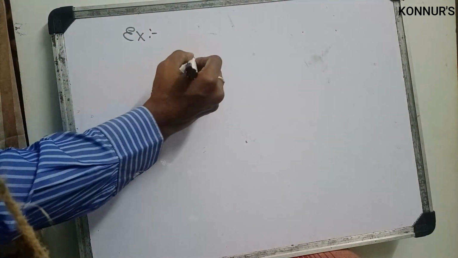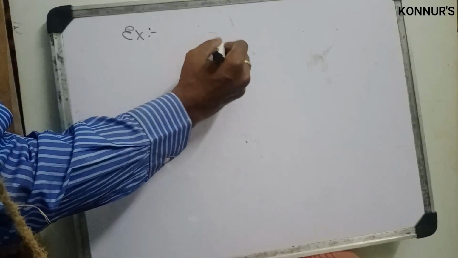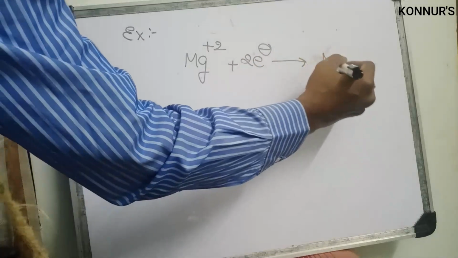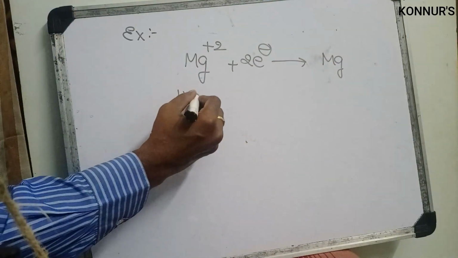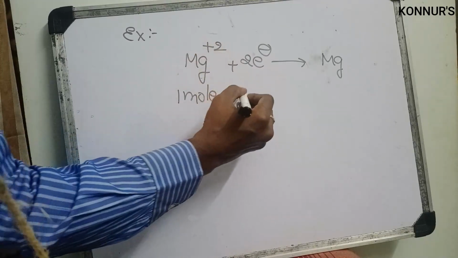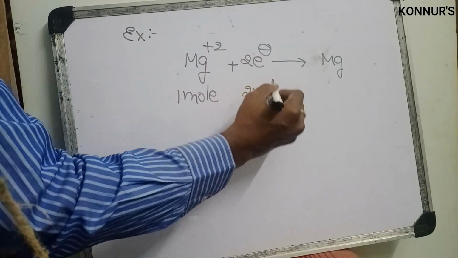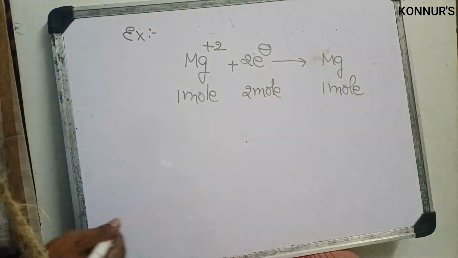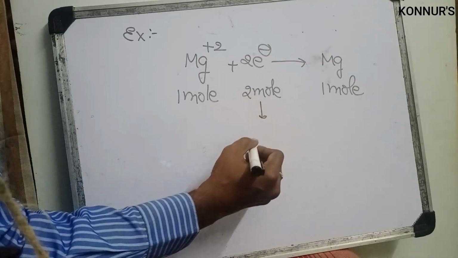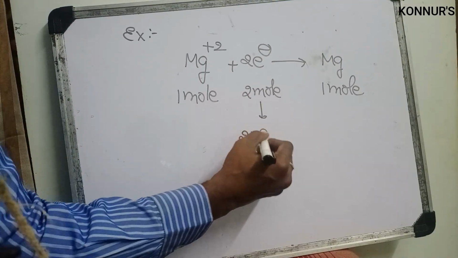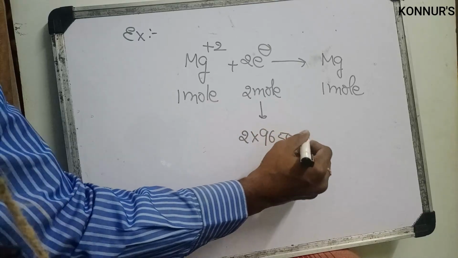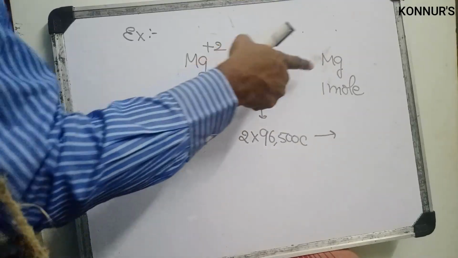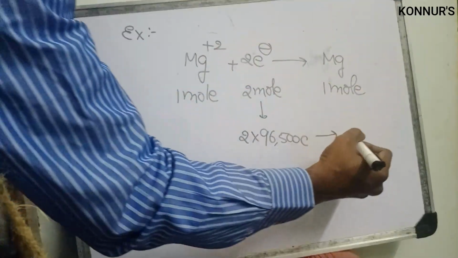Now, second example. Magnesium plus 2 wants 2 electrons, so it becomes magnesium. Suppose you take 1 mole of magnesium ion, it wants 2 moles of electrons, then you get 1 mole of magnesium. So 2 moles of electrons means what? 2 Faraday current. 2 Faraday means 2 into 96,500 coulombs current we are sending, and 1 mole of magnesium is deposited. Atomic number is 12, double. So that is what?